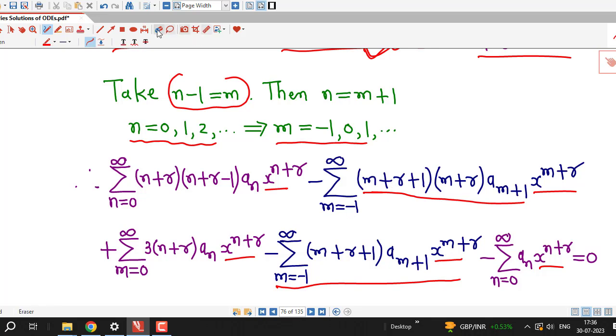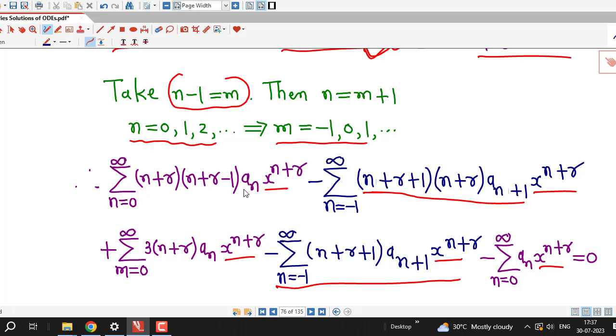So let me replace m by n everywhere here. So I am writing n here. Instead of m, I have to write n. So here n plus r plus 1, n plus r, a n x raised to n plus r. Same thing here, instead of m, I have to write n because it is a dummy index. There are no problems if I am writing m or n, x raised to n plus r.